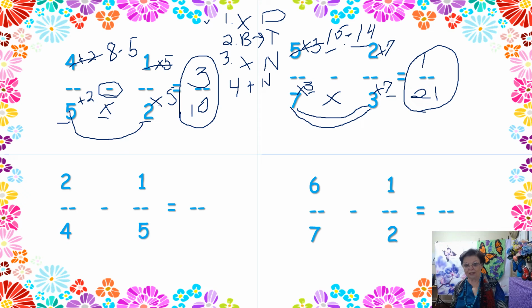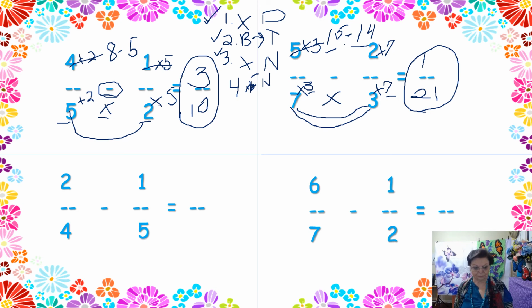First, step 1, multiply the denominators. Step 2, whatever you do to the bottom, you have to do to the top. Step 3, multiply those numerators by whatever you multiplied in the denominator. Oh, I put add the numerators. We're subtracting, aren't we? And step 4, subtract the new numerators.